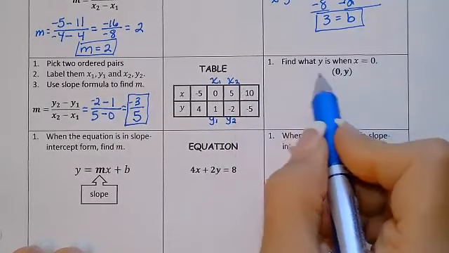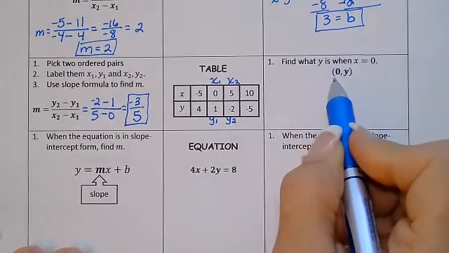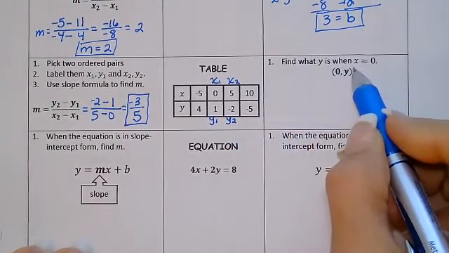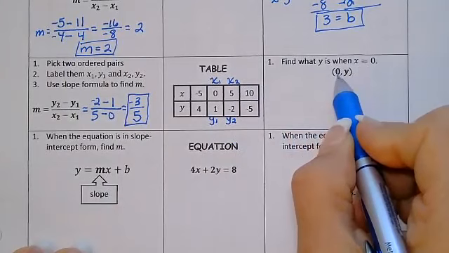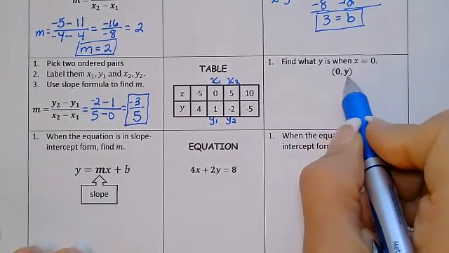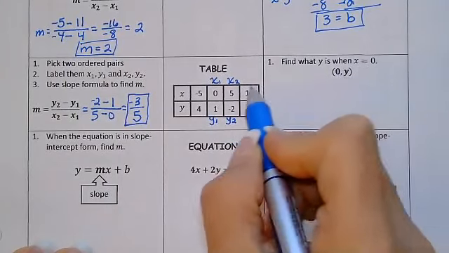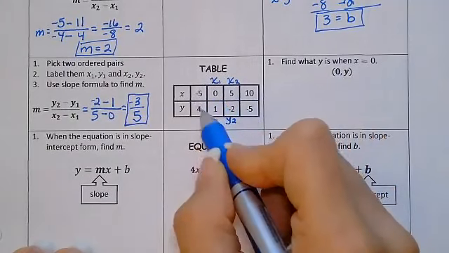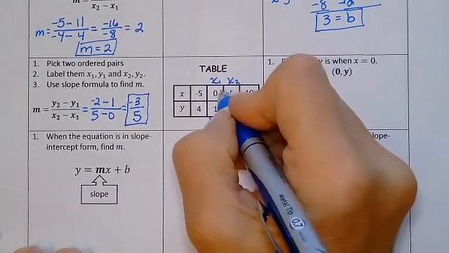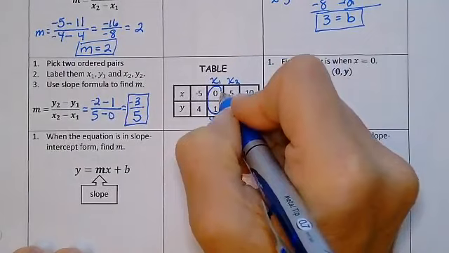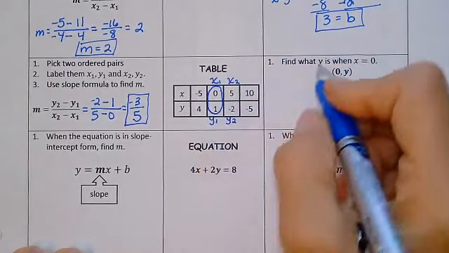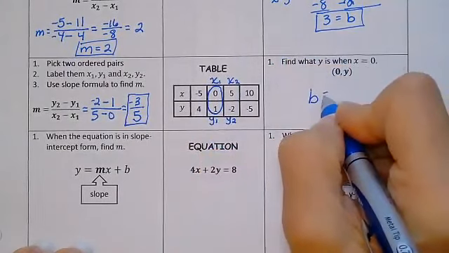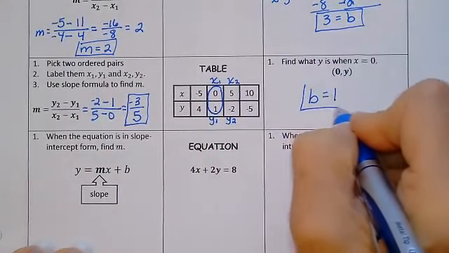Okay, when you have a table and you want to find the y-intercept, you're going to find what y is when x is 0. So in this table, it's already given me that. When x is 0, y is 1. So that means that my y-intercept is 1.